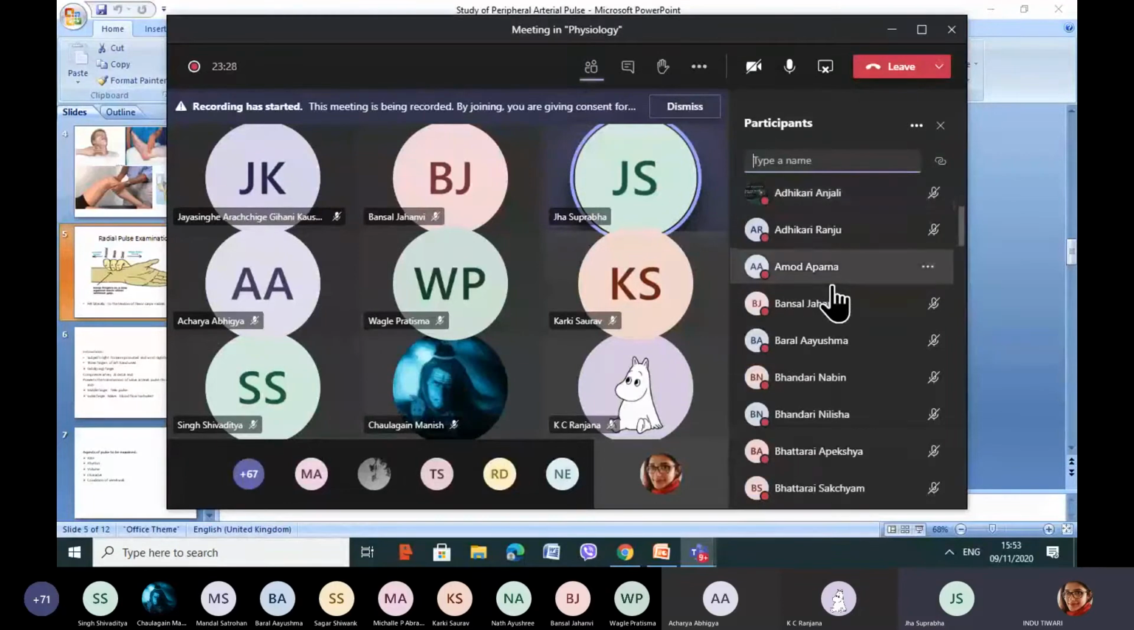Ma'am, rate of pulse, rhythm of pulse, volume of pulse, character of pulse, condition of the vessel wall. Good. So these are the 5 things that you should be able to say. Whenever you are examining pulse, what are the various features of the pulse that you examine?